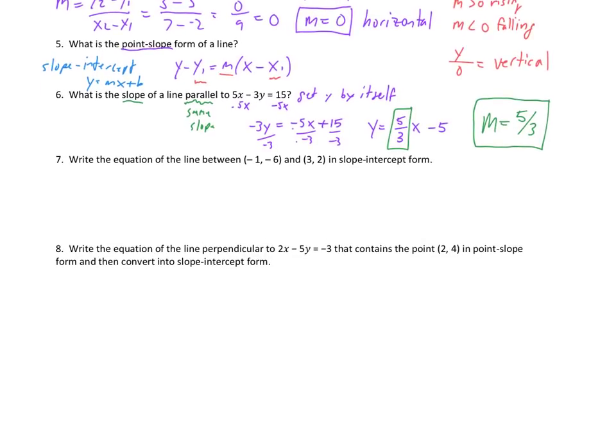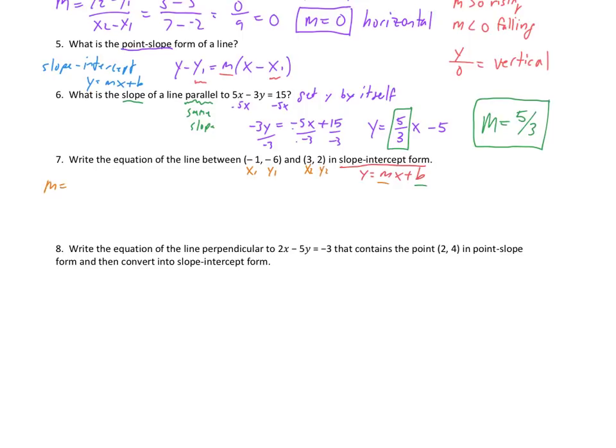All right, number 7: write the equation of the line between (-1, -6) and (3, 2) in slope-intercept form. So again, what is my answer going to look like? That means I need to have it in y equals mx plus b. So that means I need to know the slope, and I need to know the y-intercept. Well, the easiest thing to do when you're given 2 points is to find the slope. And we just talked about that a second ago, so I'm going to go ahead and label my points again: x1, y1, x2, y2.